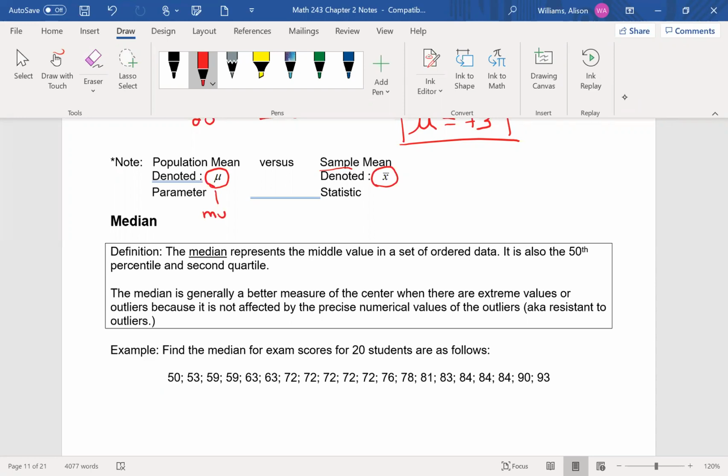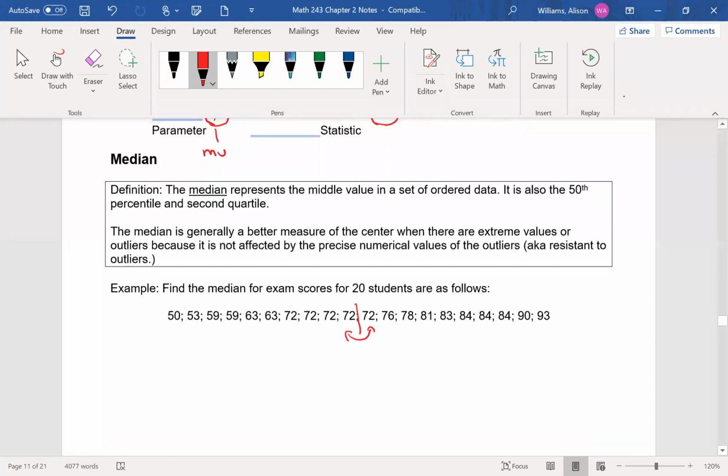So in this example, we know we have 20 students. So let's find the middle here. 1, 2, 3, 4, 5, 6, 7, 8, 9, 10. So there's 10. Count it again just to make sure. Yep. So 10 on one side, 10 on the other. So we're going to average these two. 72 plus 72 divided by 2 is just 72.